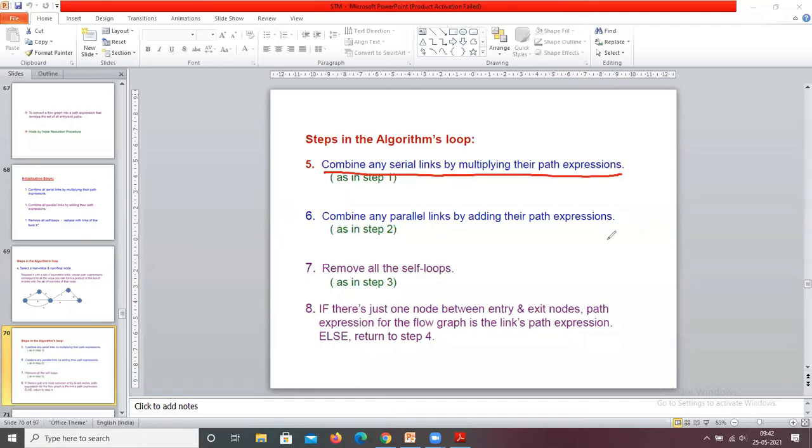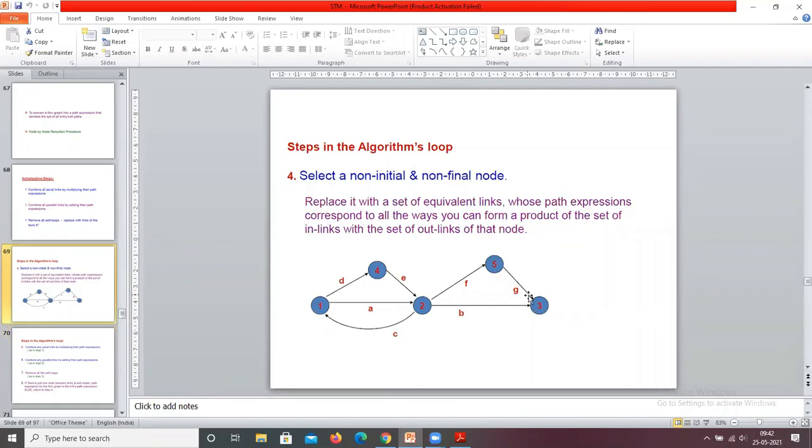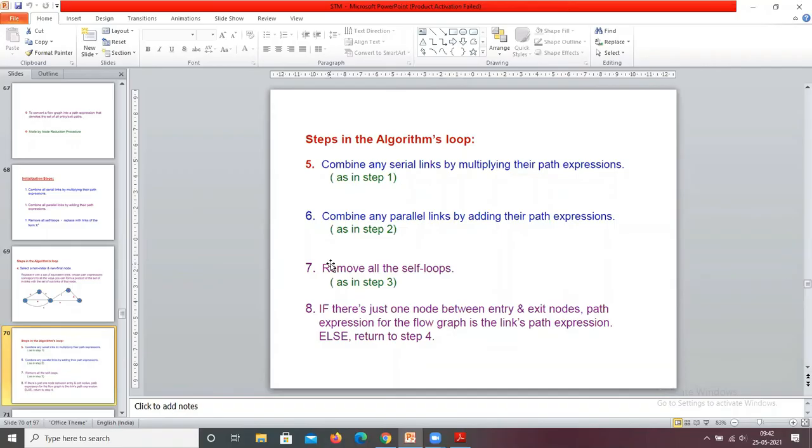Okay, in our previous example, we combined, just wait, I will show you. So B, F, G, these are the 3 links. Now I combine them as BFG. That is the 5th step. And the 6th step: combine any parallel links. So combine any parallel links by adding their path expressions. If there are any parallel links, you are going to add them into the path expression.